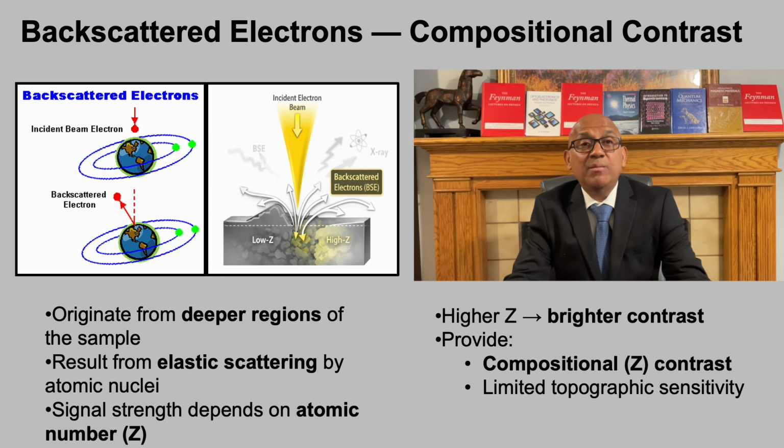For this reason, backscattered electron images provide what is commonly called Z contrast, making it especially useful for distinguishing different phases or compositional variations within a sample. At the same time, because backscattered electrons still originate from near surface regions, they retain some sensitivity to surface geometry. This makes BSE imaging valuable for combined compositional and topographic analysis, particularly in multi-phase materials, alloys, and composites.